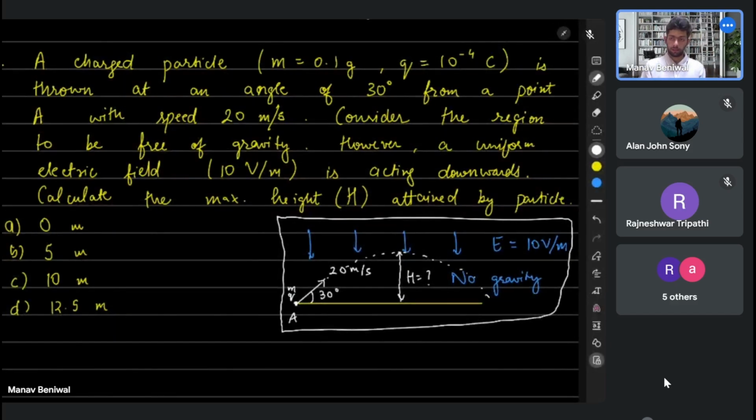All right. Is the question clear to everyone? If no, please feel free to ask, and then we can start solving. If you have solved problems related to projectile motion, which I am 100% sure you have done in the past, this is a case where instead of gravity, we have an electric field which is acting downwards.